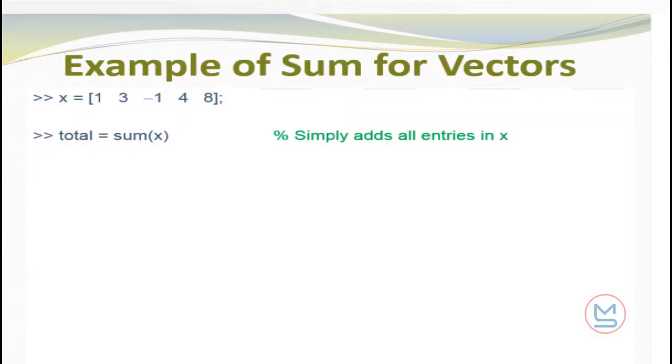So let's take a look at some of these functions. If I create a vector x and I do total equals sum of x, it's simply going to add up all the entries in vector x. So I'm going to come back in this case with 15.